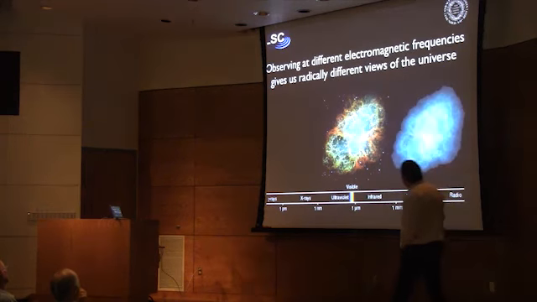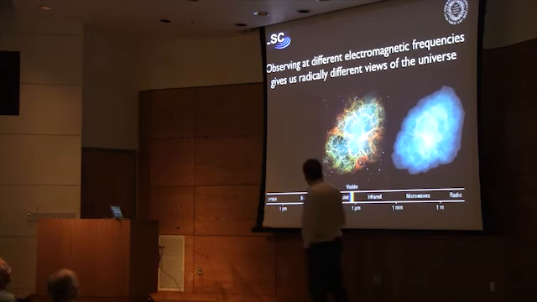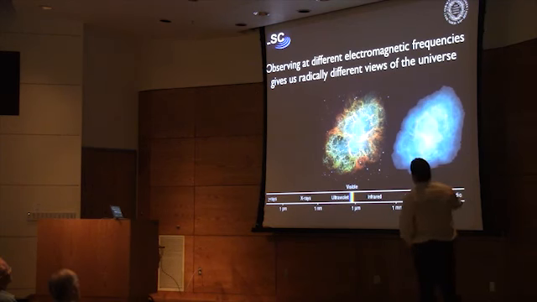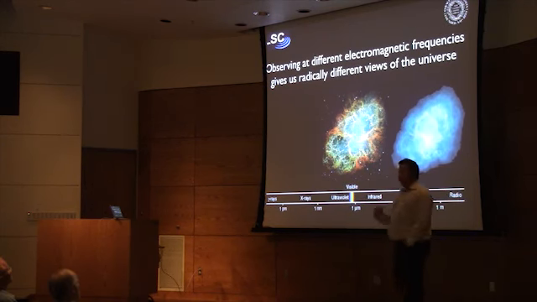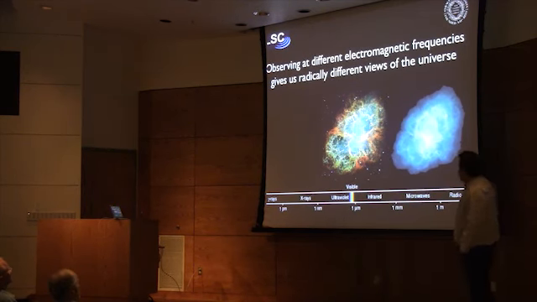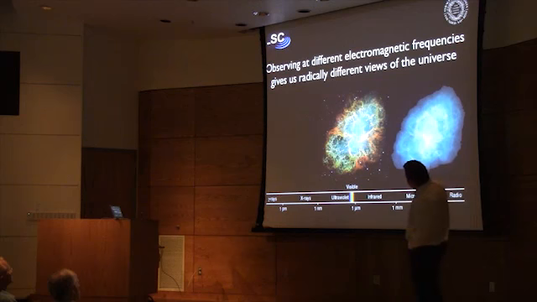You can observe it in the radio, and you get different information. This is the same picture, the same source, taken in the radio, and you can see different structure here because the things in the nebula at different energies are emitting different electromagnetic frequencies. You zoom into the center of the nebula just here.